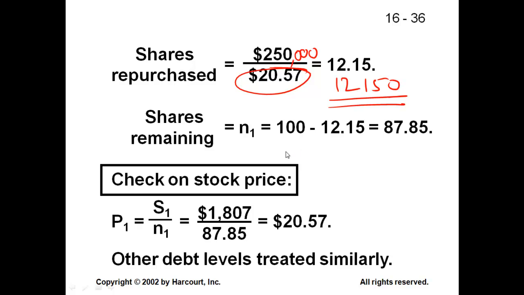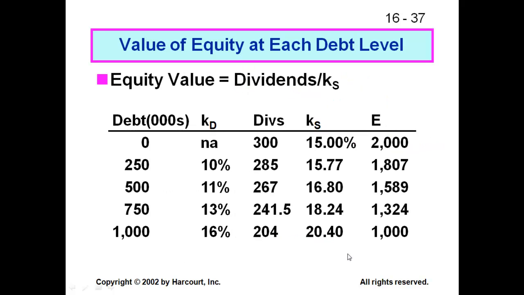So how many shares do we have left outstanding? Initially we had 100,000 minus this. So we now have 87850 shares outstanding. Notice that the money raised through debt, 250,000, is being used to buy back shares. So we have fewer shares outstanding. And if you still do a check on the stock price, your value of the stock is the same.